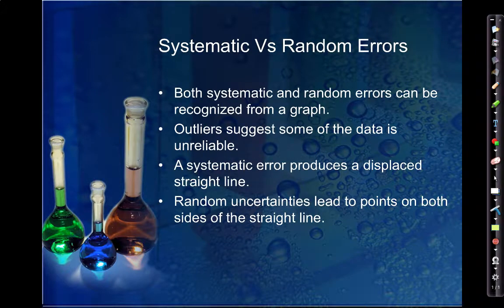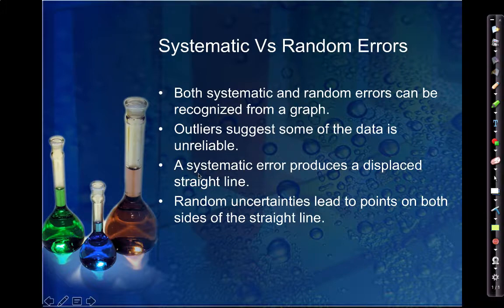Now, we have two different types of errors that we're going to be looking at when we look at a graph. We have systematic and we have random. And you can actually recognize these types of errors based on your data and in the graph. If you have outliers, okay, outliers do suggest that some of the data is not reliable.